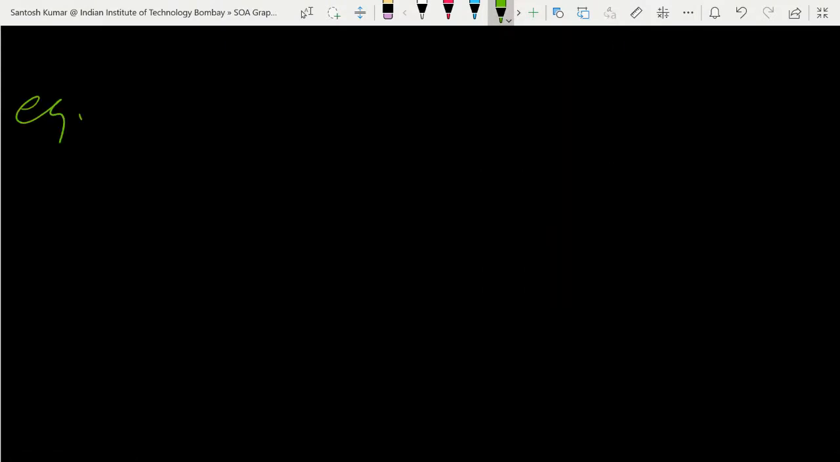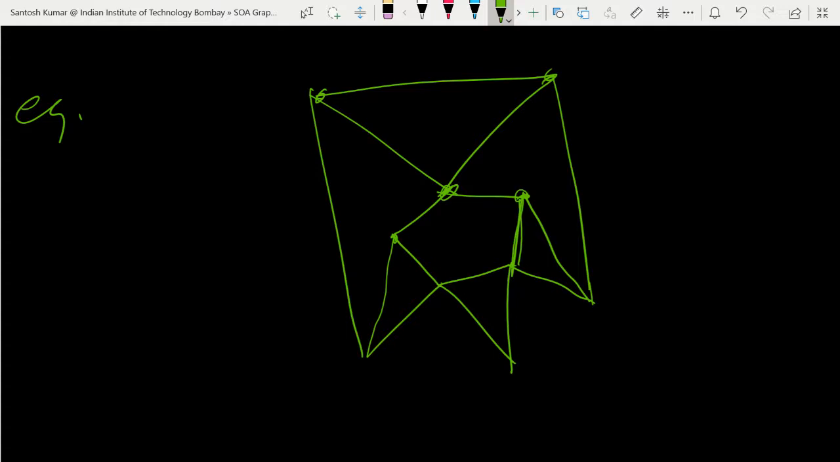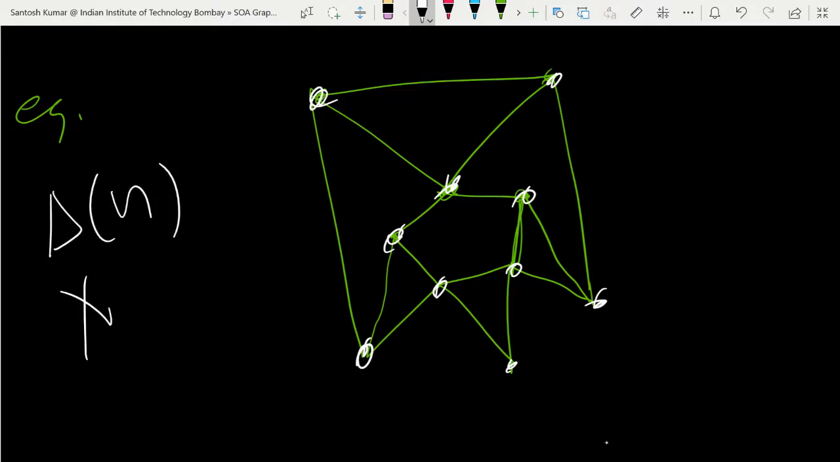So let me give you one more example. This example you have seen already. Okay, so 1, 2, 3, 4, 5, 6, 7, 8, 9, 10. 10 vertices are there. So tell me the degree of the graph and the chromatic number of the graph.